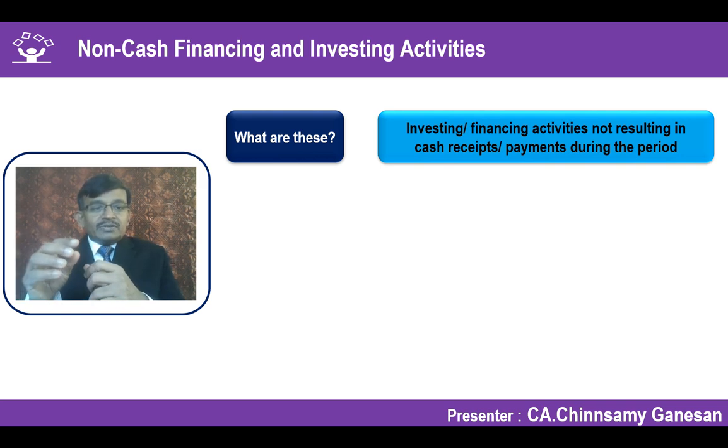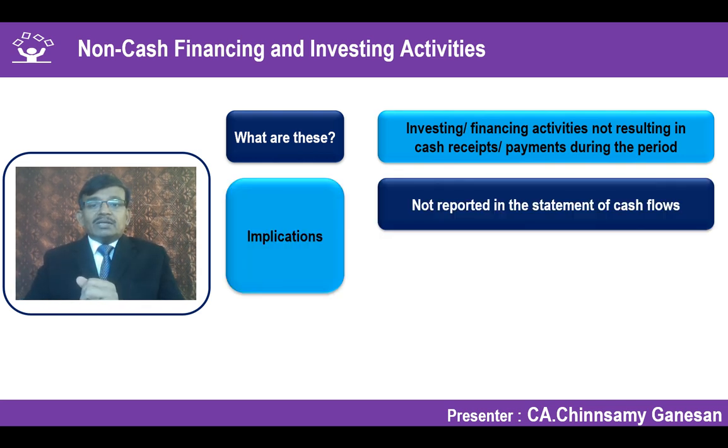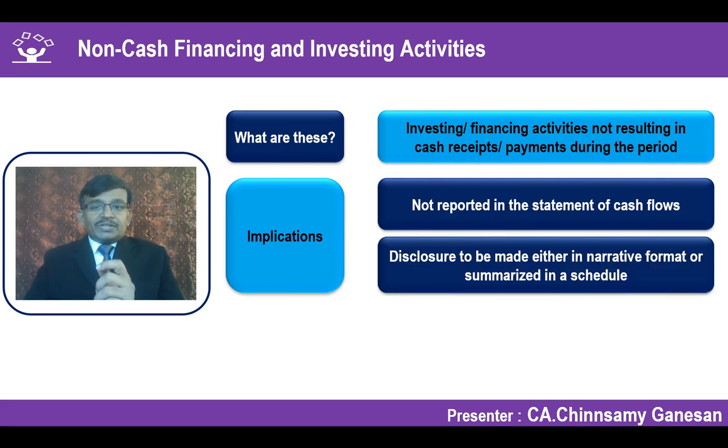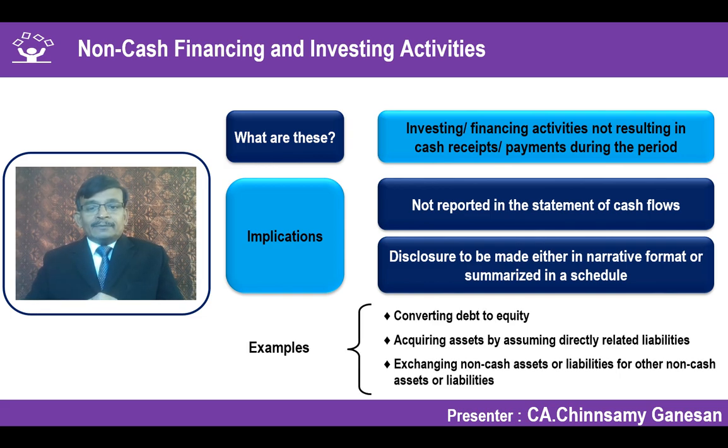In those scenarios, there are no actual cash receipts or payments happening with respect to investing or financing activities. So how should it be treated? As I have already said, it cannot be reported in the statement of cash flows, but a specific disclosure, either in narrative format or in a summarized format as part of a schedule, should be given with respect to the transactions which have happened for investing and financing activities but are non-cash. It's a specific guidance in Ind AS 7.